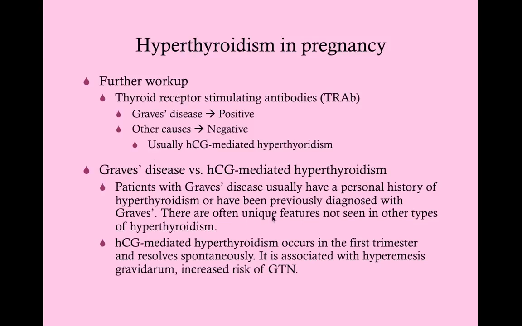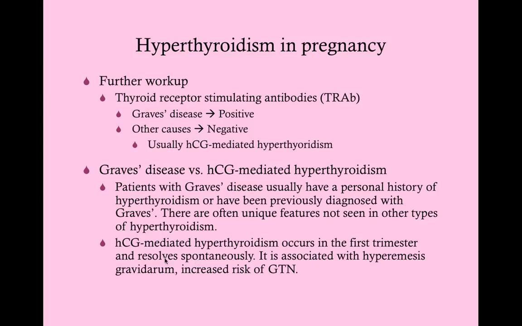There are also often unique features that we see with Graves' disease that we don't see in the other types of hyperthyroidism, which we already talked about, things like lid lag, proptosis, goiter, etc. HCG-mediated hyperthyroidism has one really big clue, and that is that it occurs during the first trimester and goes away on its own. Why do you think that is? So I'll give you a hint. It's in the name.